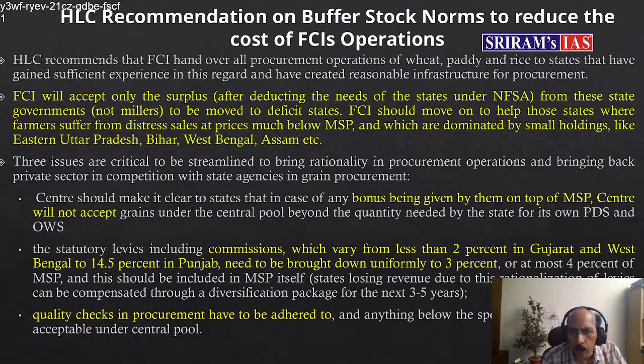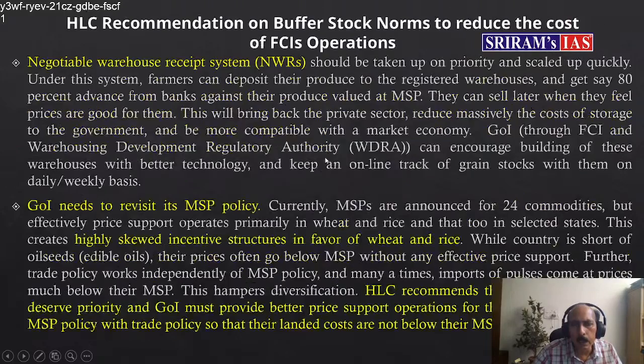NFSA was enacted in 2013, but NFSA fixed the prices for the next 3 years. After 2016, the government was free to change the prices to be charged from the people for the PDS food grains, but the government has not changed the prices, and prices still continue at rupees 3, rupees 2, and rupee 1 for rice, wheat, and the other food grains. As a result, the subsidy burden keeps on rising.